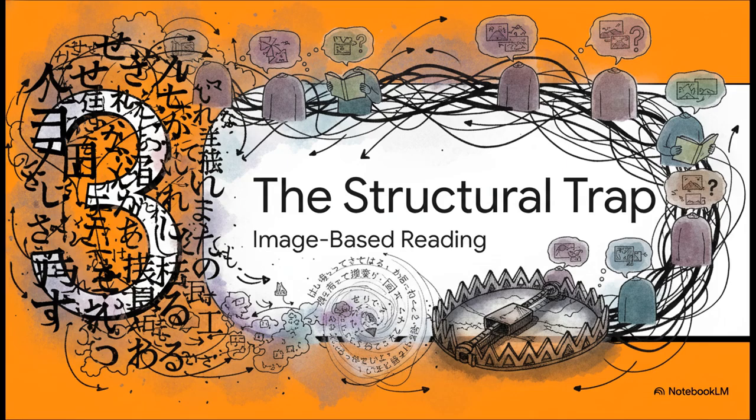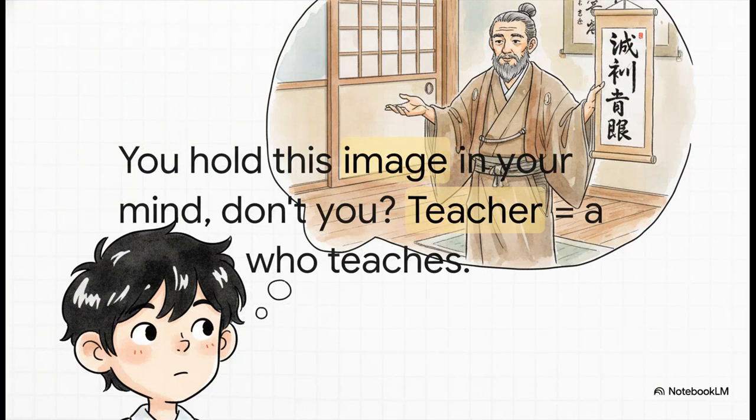You need to understand that humans are creatures who read sentences based on their own arbitrary assumptions, and this is a deadly trap. For instance, you have this image in your head, don't you? Teacher equals a person who teaches.